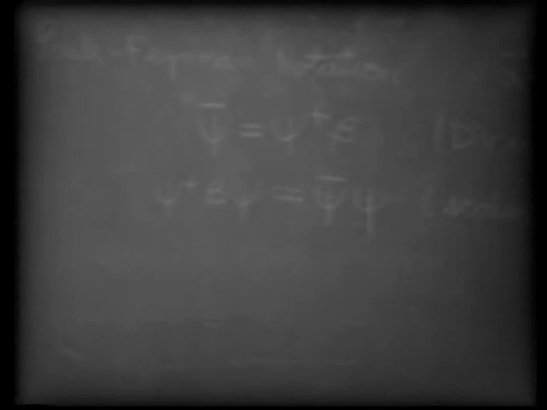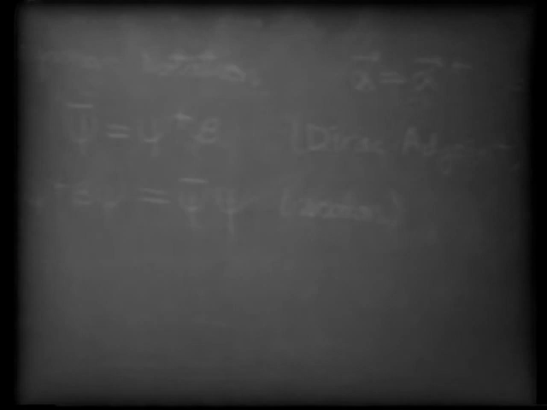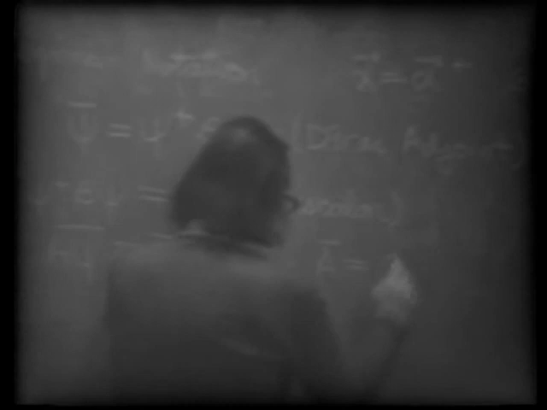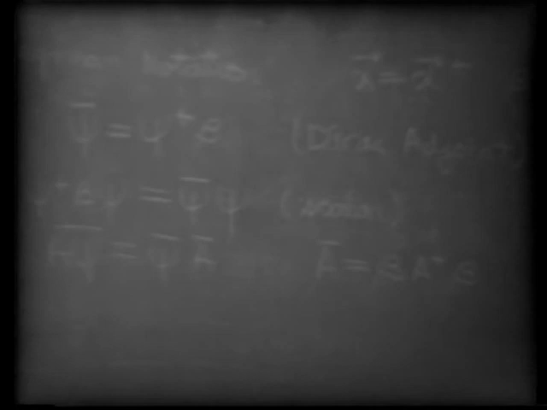When we define a new adjoint of a vector, we of course would like to define a new adjunction operation for operators also. In particular, we would like to define an operation A bar, such that (A psi) barred equals psi bar A bar, just like for the ordinary adjoint. The obvious answer is A bar equals beta A adjoint beta. Thus, this defines the Dirac adjoint of a 4x4 matrix A.